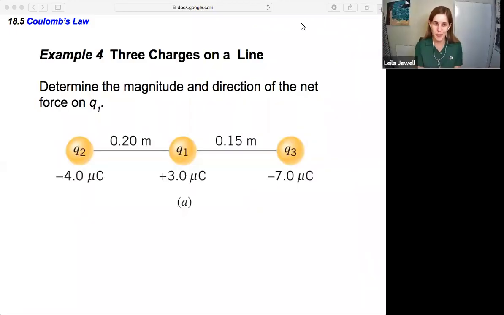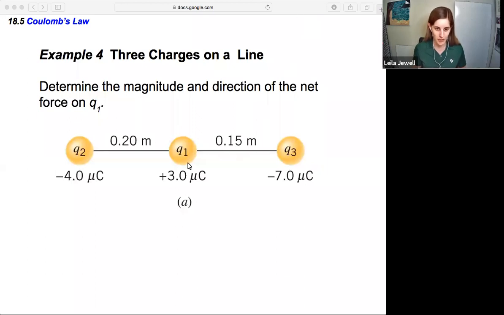Continuing section 8.5 on Coulomb's law, we're going to now look at what happens when we don't just have two charges, but when we have three or more charges present. How can we then use Coulomb's law to figure out the electric force acting on a charged object? So here's example 4, 3 charges on a line. Determine the magnitude and direction of the net force on Q1.